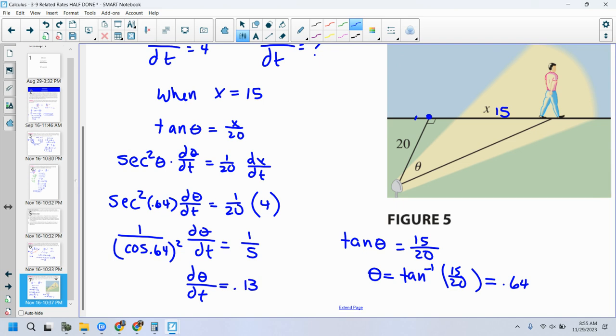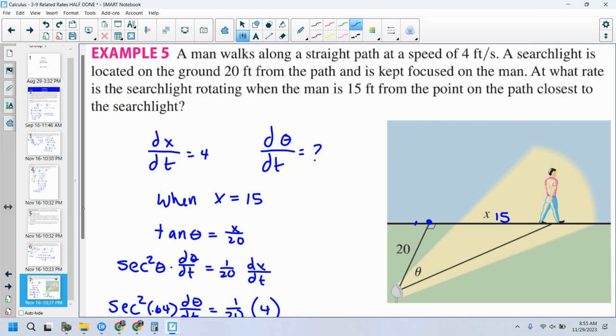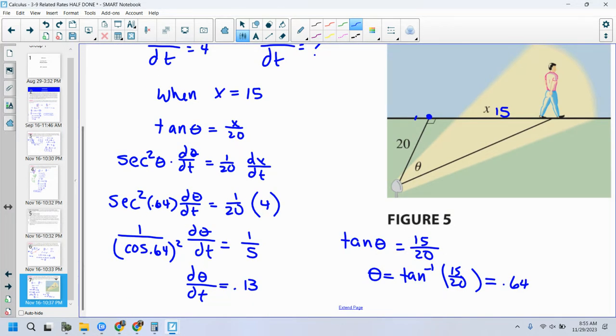D theta dt is 0.13. Now, what is our label in this case? Well, what's our time label? Per second. What do I label an angle? Did I do degrees? Radians. So this is actually 0.13 radians per second. Perfect.